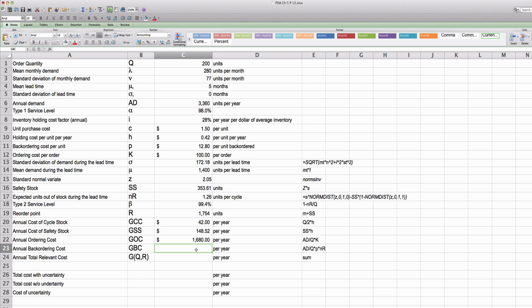And finally, we estimate the backorder cost, the annual backorder cost. Now remember that N of R is the stock out quantity per cycle, and I need to multiply that by the number of cycles.